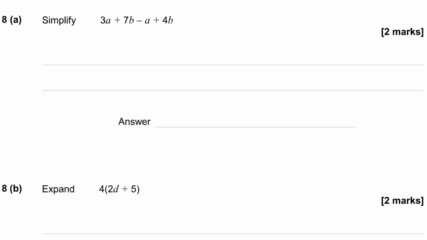Okay, so we need to collect like terms. So we've got terms in a, 3a minus a, and we've got terms in b, plus 7b and plus 4b. Now notice when I highlight those, I highlight the sign that goes in front of them, because that is part of what we're doing, isn't it? So 3a subtract a is 2a, and 7b plus 4b is 11b. So we get 2a plus 11b.